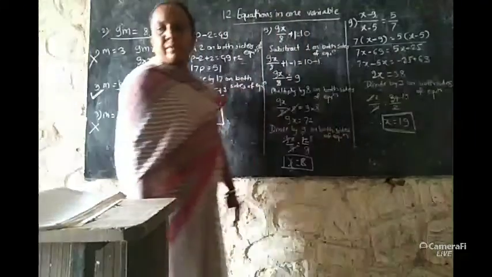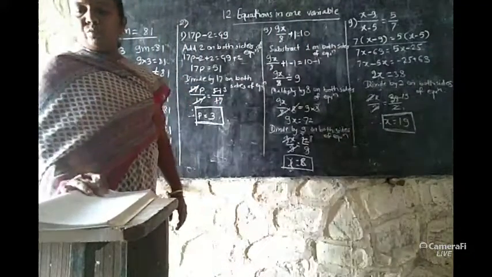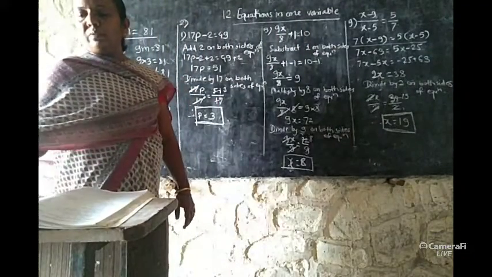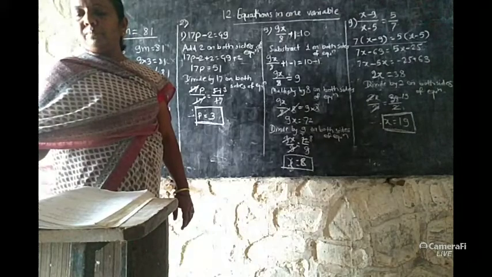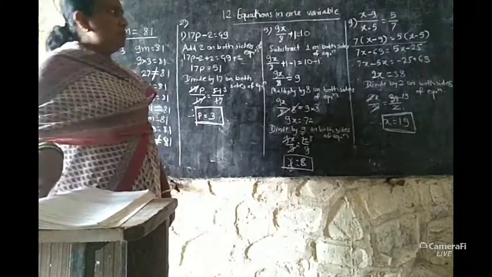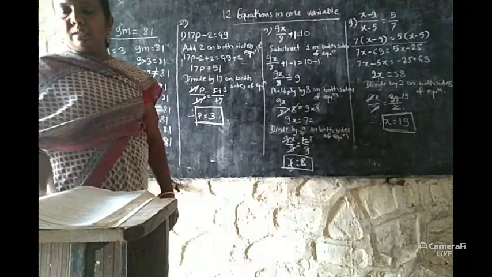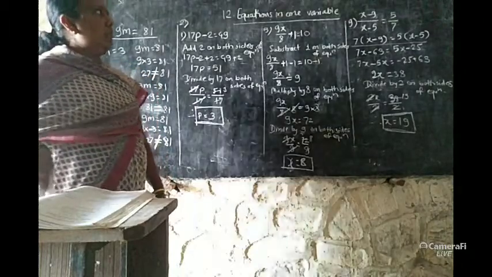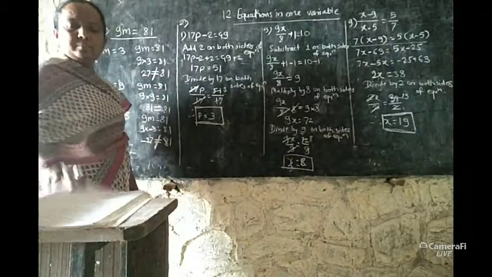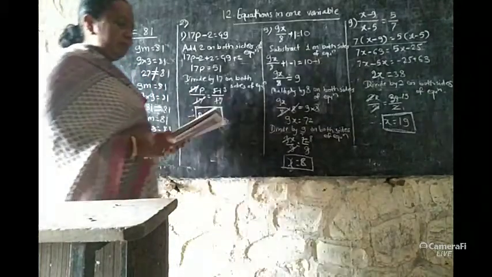Thus in practice set 12.1 two types of questions are asked. One is for checking whether the value of a variable is the solution of the equation or not, and second is to solve the following equations. Here I have taken some examples from this practice set. Here we have completed practice set 12.1.